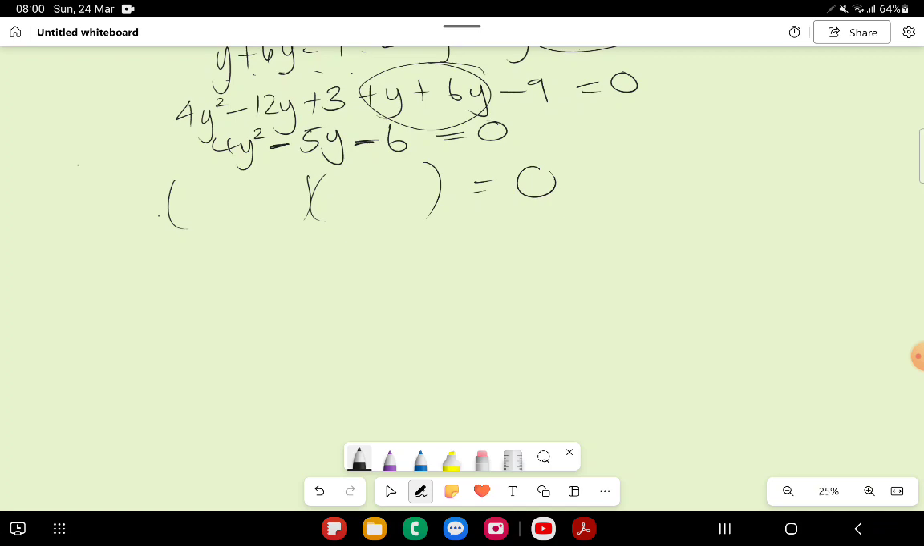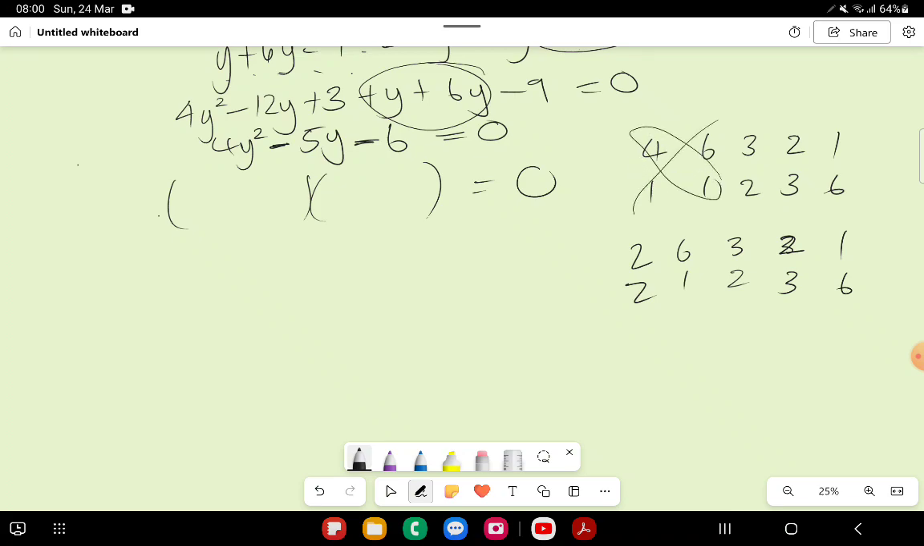Now we need to factorize. So the factors of 4 is going to be 4 and 1 and 2 and 2. Factors of 6 is 6 and 1, 3 and 2, 2 and 3, 1 and 6. We want to get 5. So remember, you do a butterfly multiplication. That's 4 and that's 6. 4 and 6, if I add them, I get 10. If I subtract them, I get 2. That's not what I want.